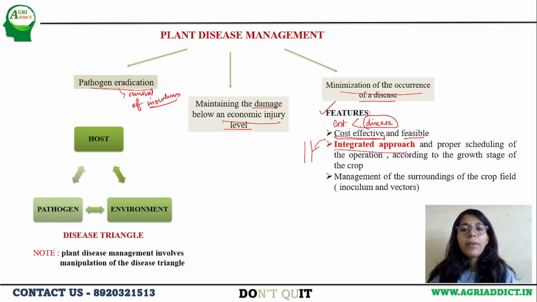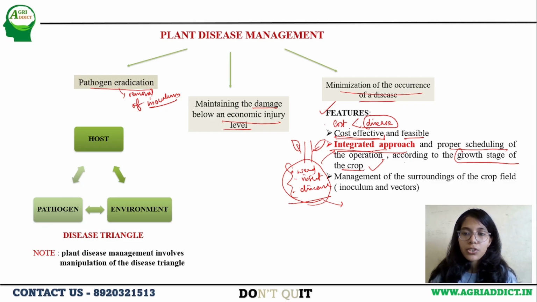We know that a plant is affected by various external factors like weed, insect, and disease. All these three things together affect the production of the plant. So we need to adopt a method by which all these three things can be managed together, so that it is integrated in approach, and it should be scheduled according to the particular growth stage of the crop. That is, the method is specific to that growth stage.